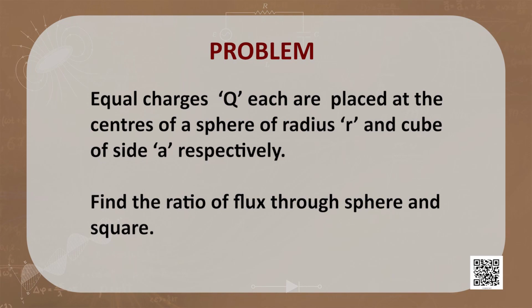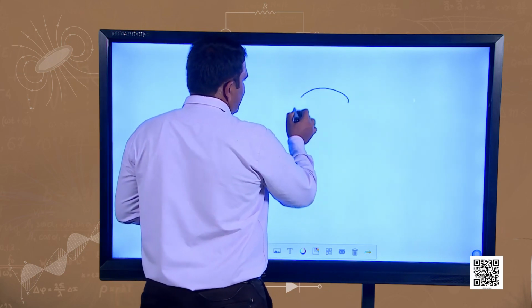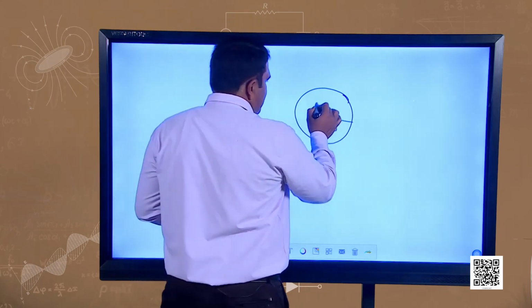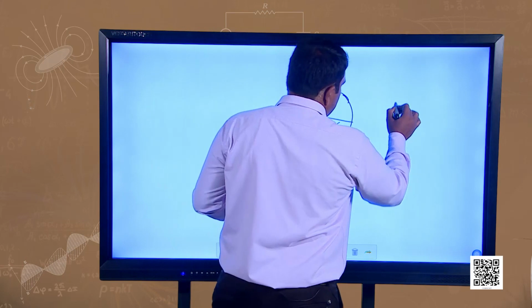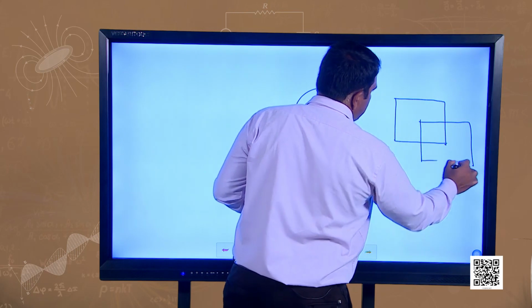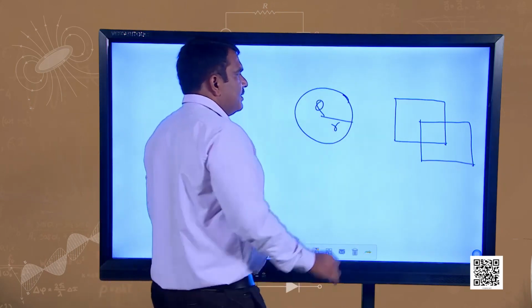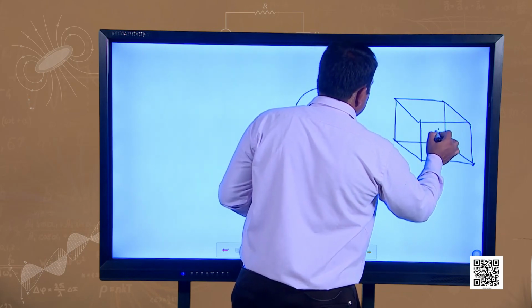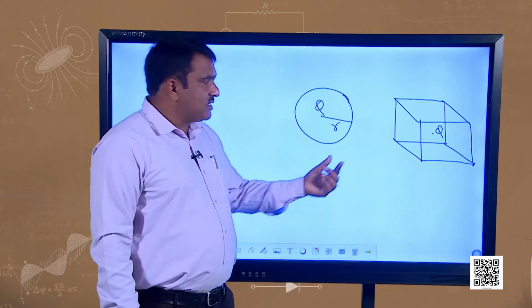Equal charges capital Q each are placed at the center of a sphere of radius small r and cube of side small a respectively. Find the ratio of flux through sphere and cube. So, we have a sphere of radius small r and a charge q is placed at its center. Then we have a cube of side a and a charge q is placed at the center of this cube also.